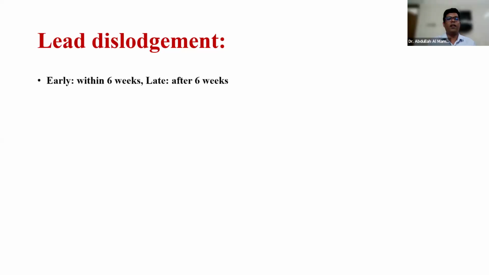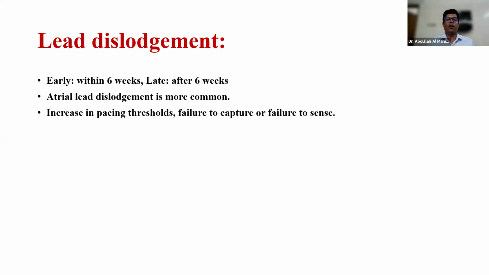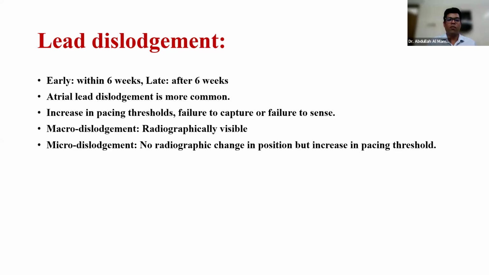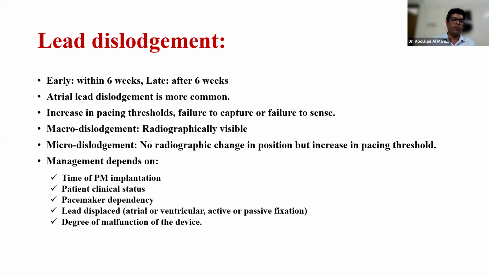In case of lead displacement, it can be early, within 6 weeks, or late, after 6 weeks, and between the two leads, atrial lead dislodgement is more common. It leads to pacemaker malfunction, that is failure to capture and failure to sense. Radiographically, it is divided into two types: macrodisplacement, which is radiographically visible, but in microdisplacement there is no change in position. And management differs on the following things.